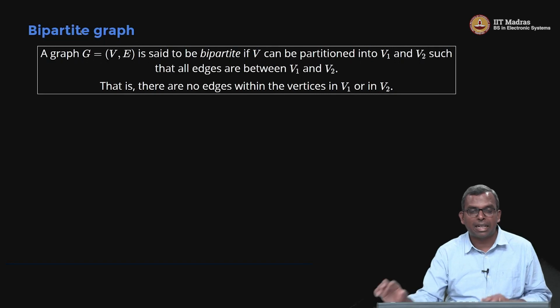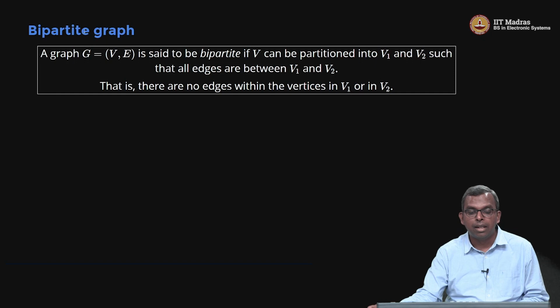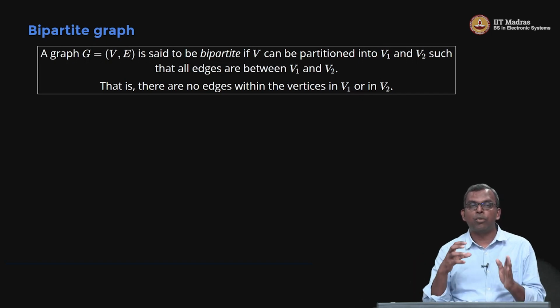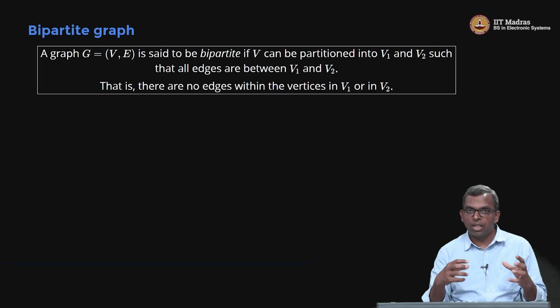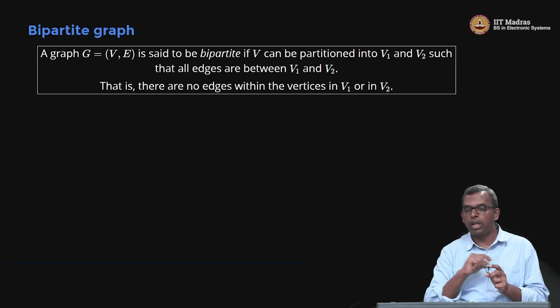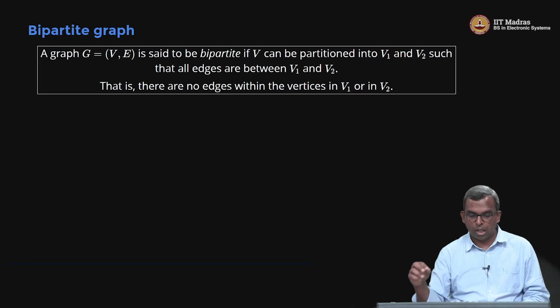What is a bipartite graph? The graph has nodes and edges connecting all over the place. It is said to be bipartite if you can take the vertices and partition them into V1 and V2, and then edges should only be from V1 to V2. There should be no edges within V1, no edges within V2. That is the most important property of a bipartite graph. Two partitions, V1 and V2, all edges are only across the partitions, nothing inside V1, nothing inside V2. That's called a bipartite graph.